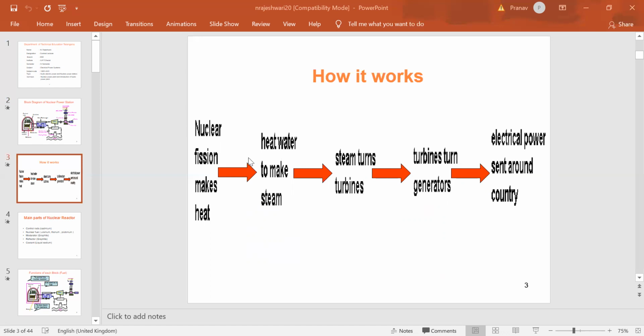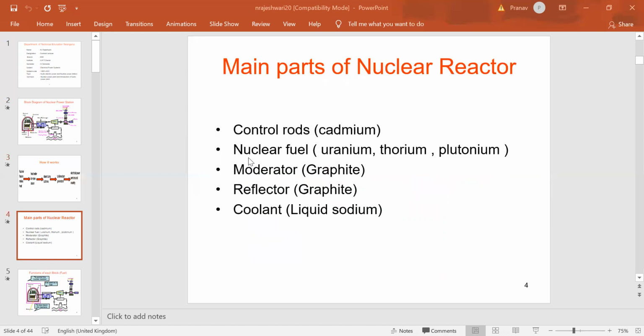Working of a nuclear power station, and the main parts of a nuclear reactor are control rods. For example, we use cadmium rods as control rods, and nuclear fuel, that is uranium, thorium, plutonium, as discussed earlier, and the moderator is graphite, the reflector material is graphite, and the coolant is liquid sodium, used as the coolant in nuclear reactors.